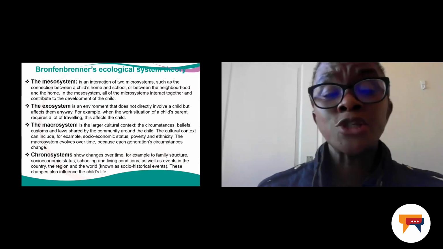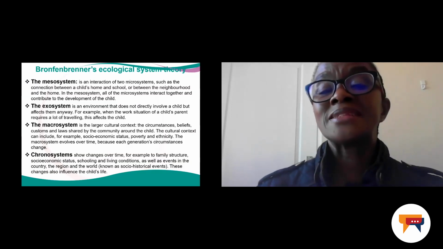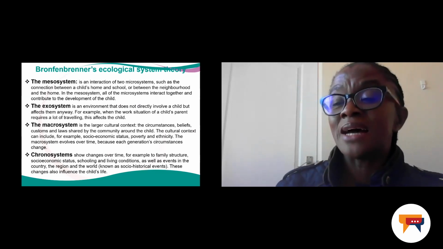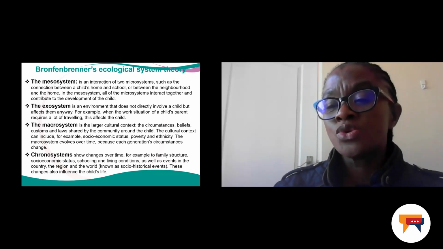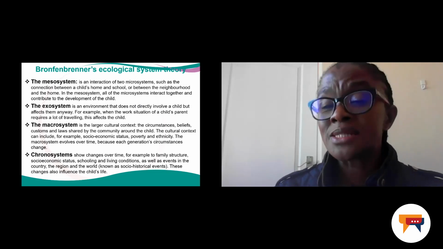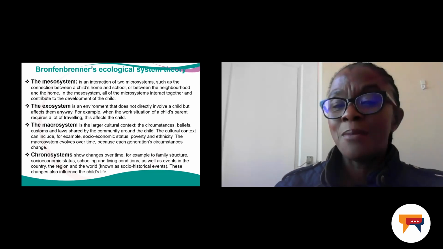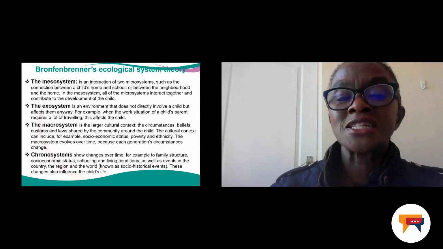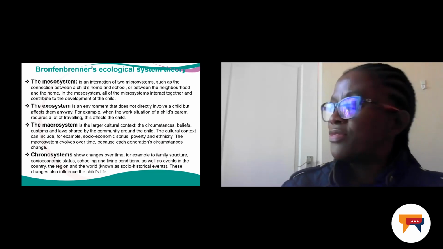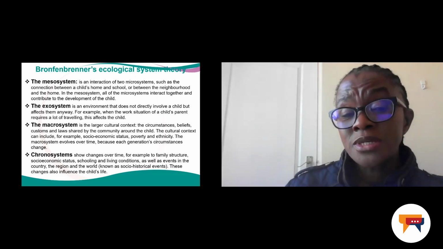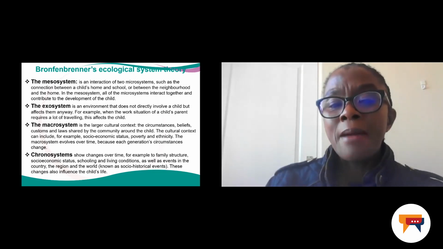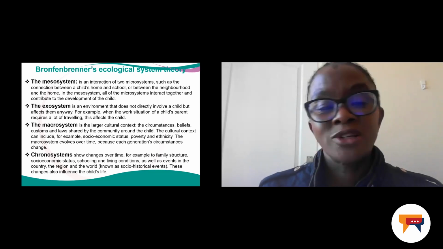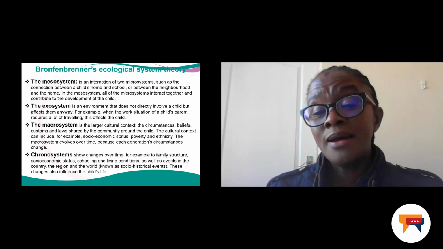The other one is the mesosystem, the interaction of two microsystems. Remember, microsystem is the system that is closely linked to the learner. Now, the mesosystem is composed of the interaction between two microsystems, for example, the connection between the child's home and the school, between the neighborhood and the home. In the mesosystem, all of the microsystems interact together to contribute to the development of the child.